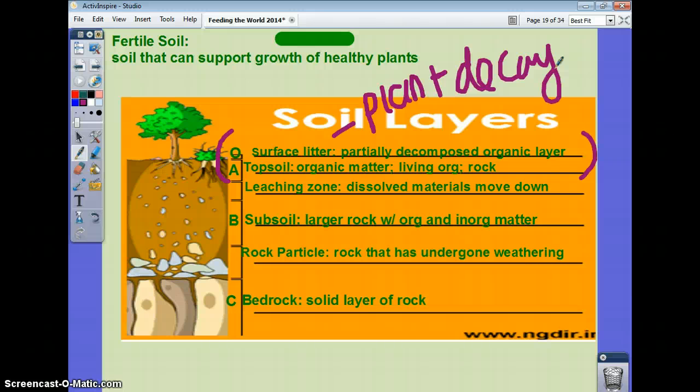transfer nutrients. And then you've got this zone, this leaching word, you're going to learn it when we get to waste. Leaching is nutrients seeping through the soil, through the water cycle. So you know how water kind of takes everything down? And that's how leaching occurs. And then you've got more rock, and that's what you've got, bedrock at the bottom. And if you see these pictures, it kind of helps.